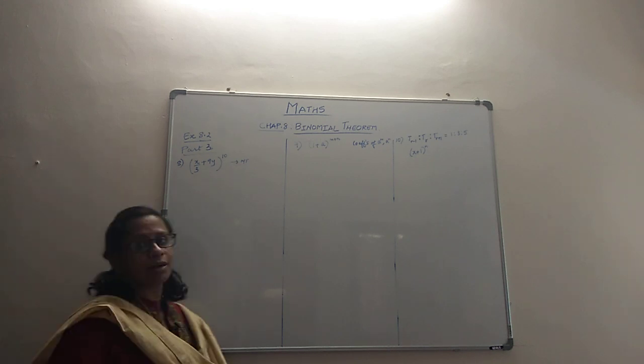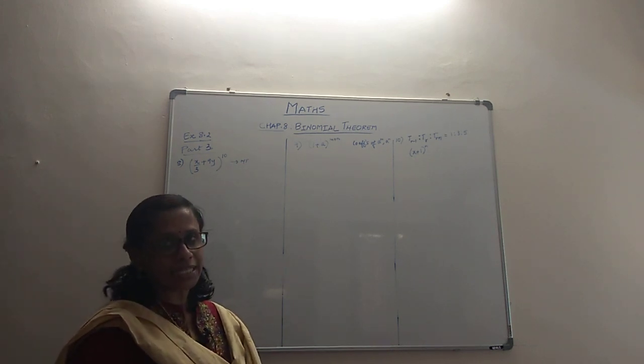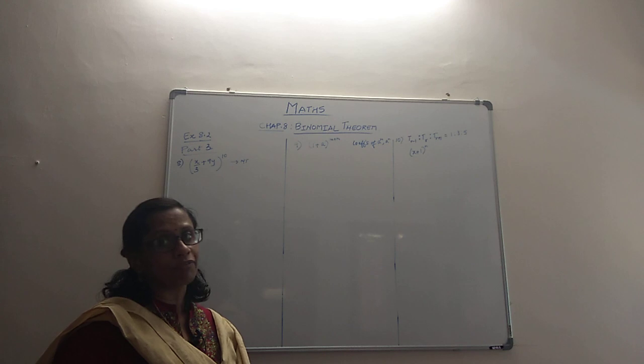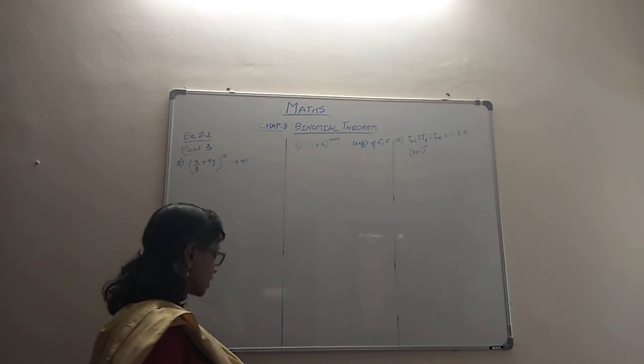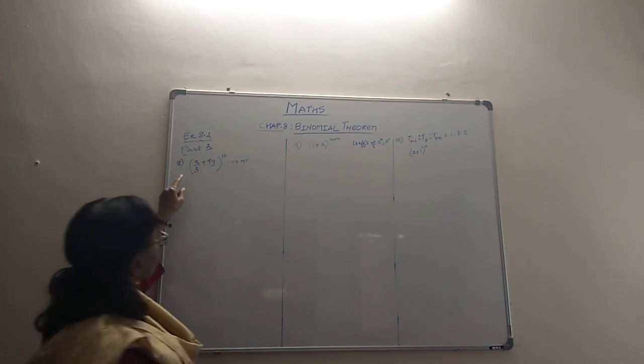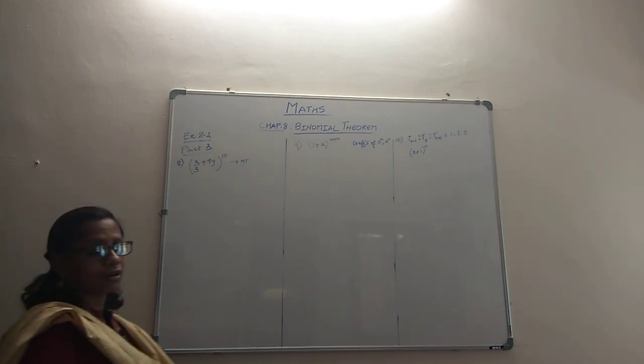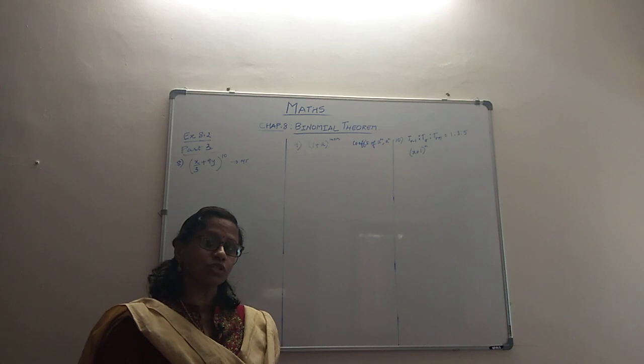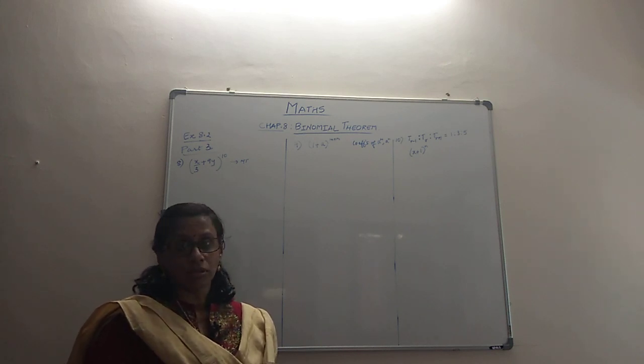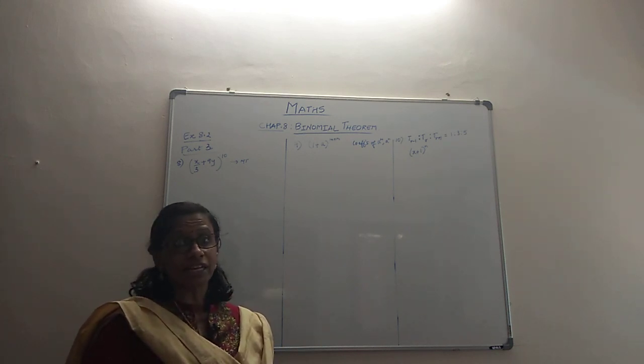Hello folks, we come to the exercise 8.2 part 3. We were taking up the middle term now after looking at the general terms. So let's look at the middle term. They give us an expression of the type x by 3 plus 9y whole raised to 10. Now we have seen it even in the previous question that if it is whole raised to 10, the expansion will totally have 11 terms.